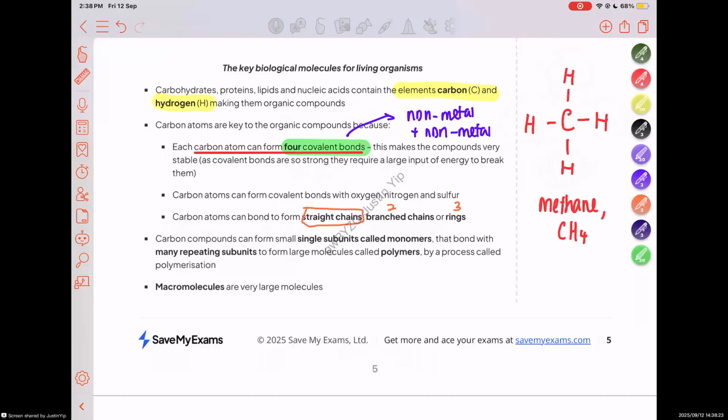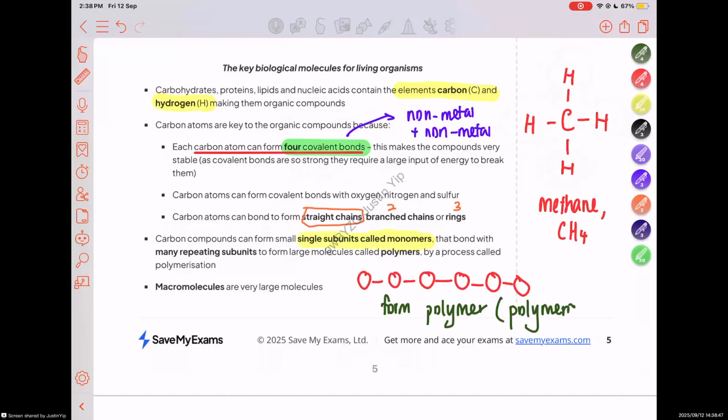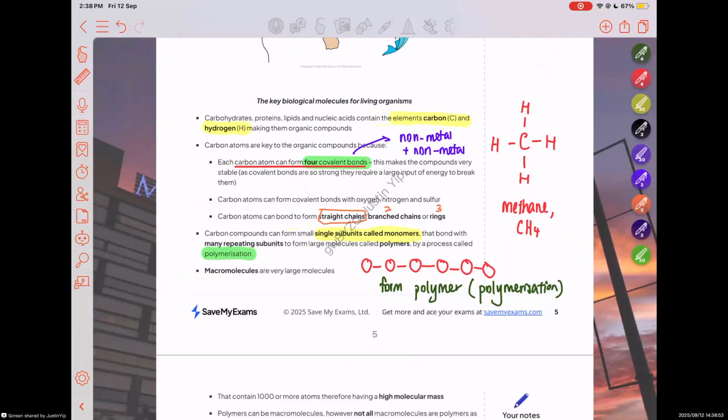A single subunit we call a monomer. If you have many repeating subunits, which we call monomers, a lot of monomers joined together form a polymer. The process of this we call polymerization. So this part, is it okay?